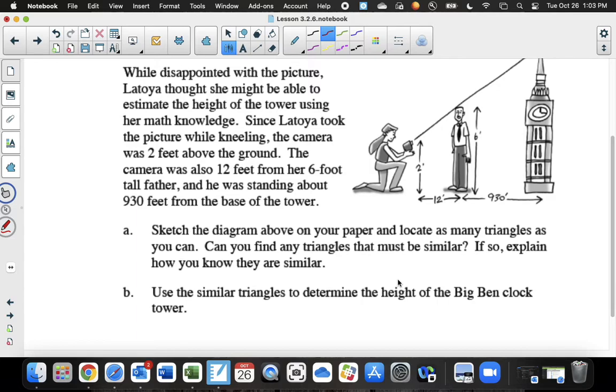She took the picture while kneeling, so the camera was 2 feet off the ground. It was also 12 feet from her father, who is 6 feet tall, and he was standing approximately 930 feet from the base of the tower.